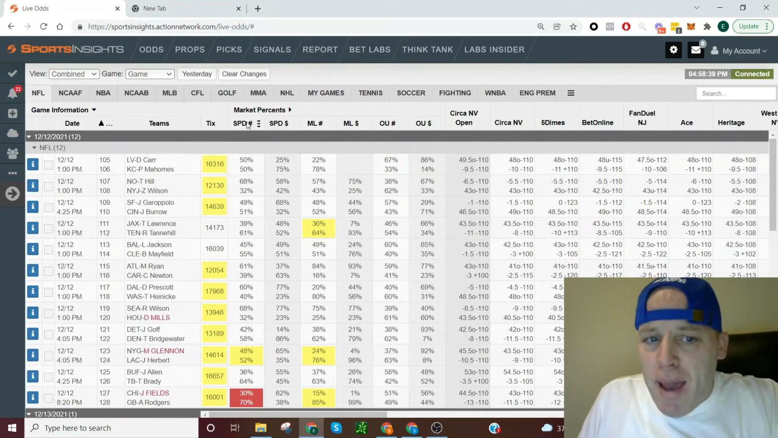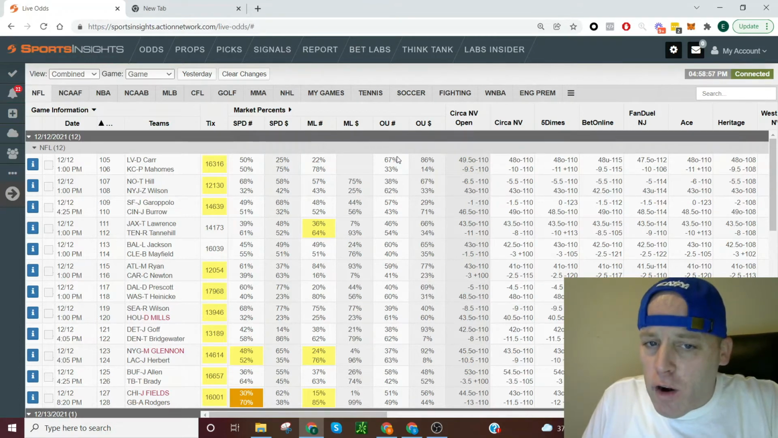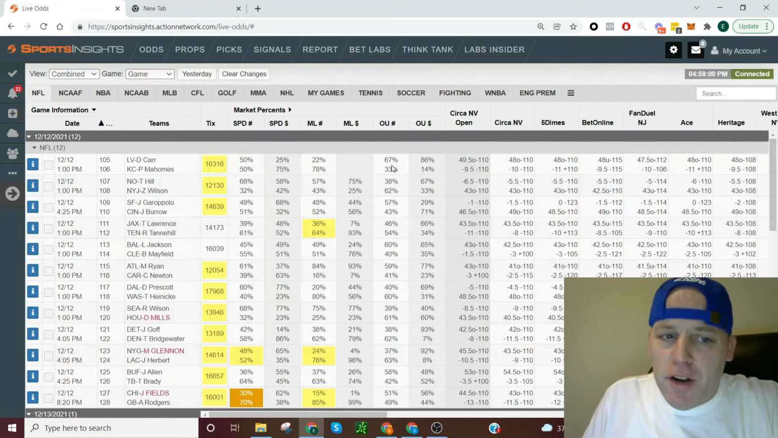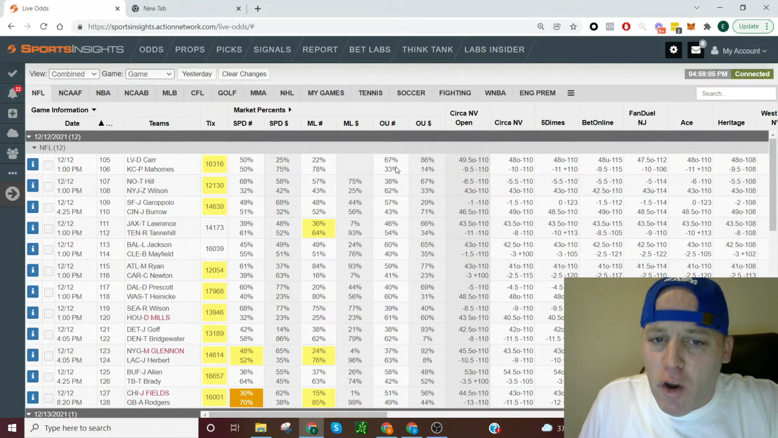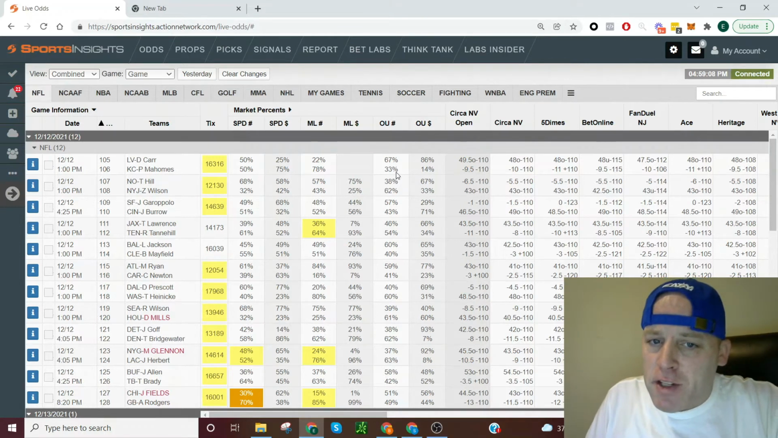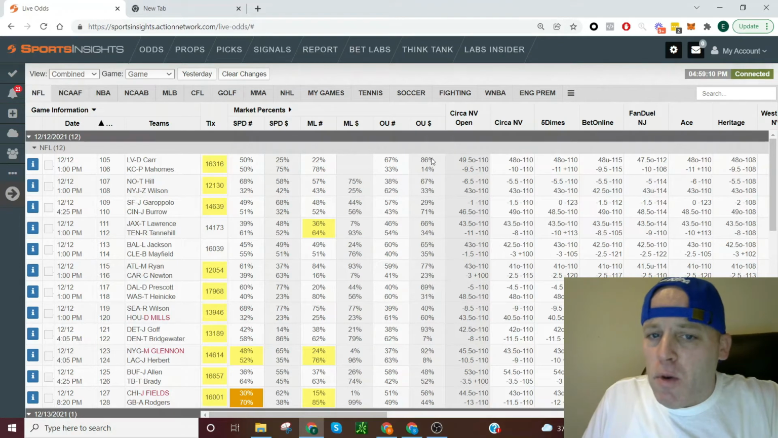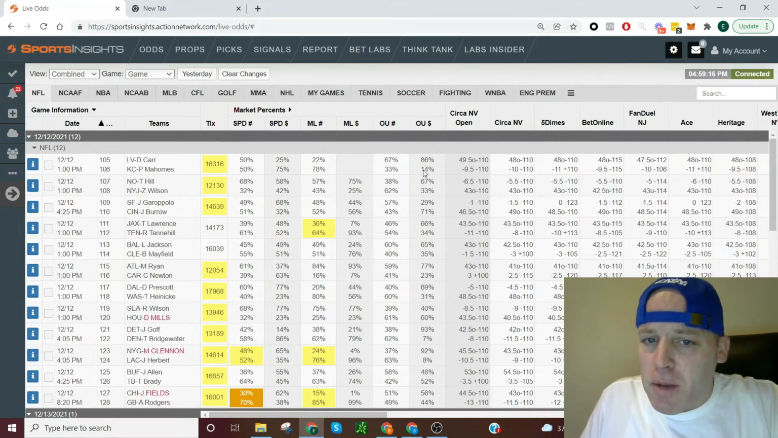We have spread bets and then spread money. ML number sign, that would be money line bets, and then we have money line money. The next column over is over under bets, and then over under money. The top betting percentage here is always going to signify the over, and then the bottom is the under. So if we look here, Raiders Chiefs, there are 67% of bets on the over, 33% of the bets on the under, and then the money column over here, 86% of the money is on the over, 14% of the money on the under.